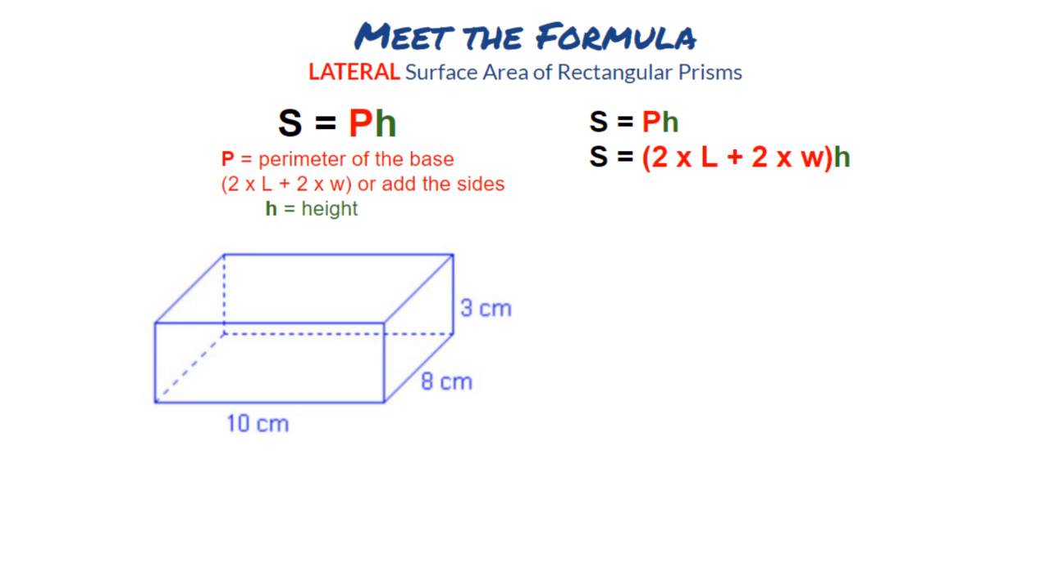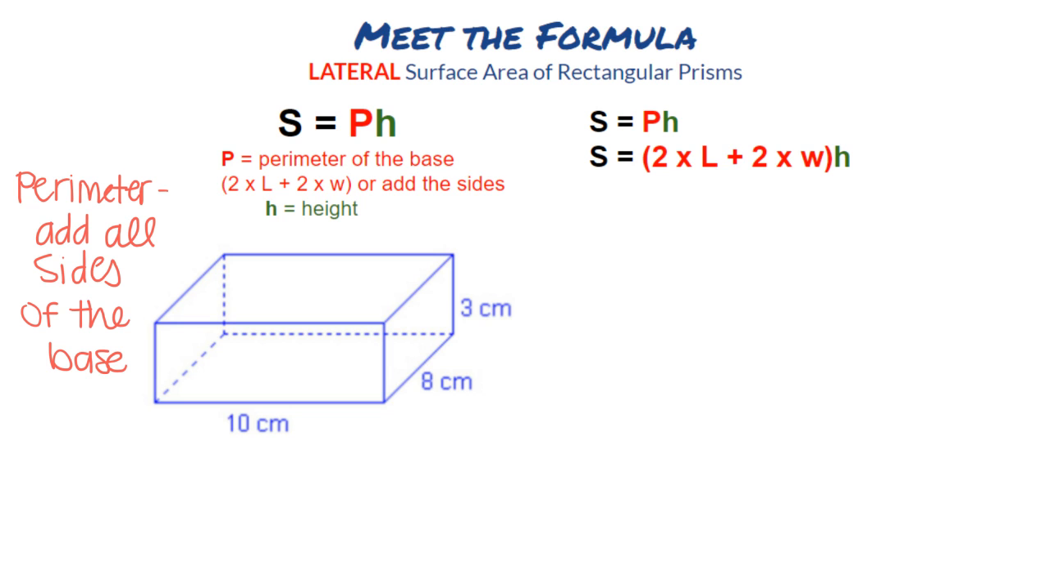In this video, we will focus on how to find the lateral surface area of rectangular prisms. The formula we are given is S equals capital P times H, where capital P represents the perimeter of the base and H represents the height. The easiest thing for me to do to find perimeter is just to add all the sides of the base.